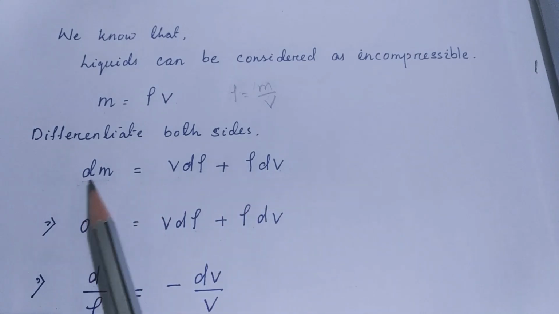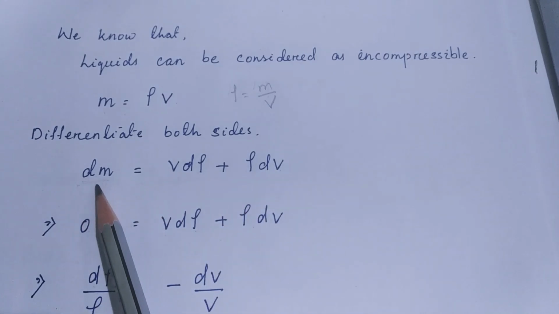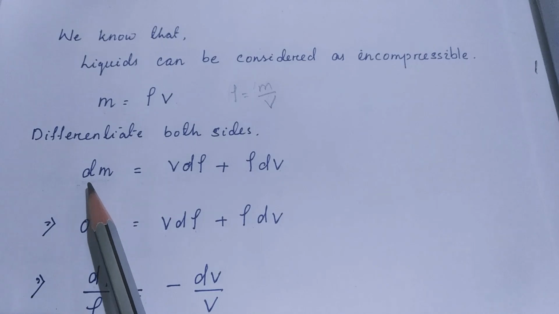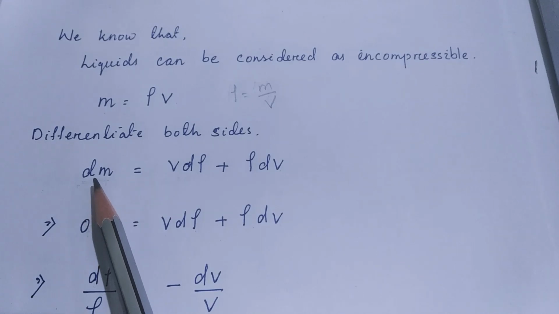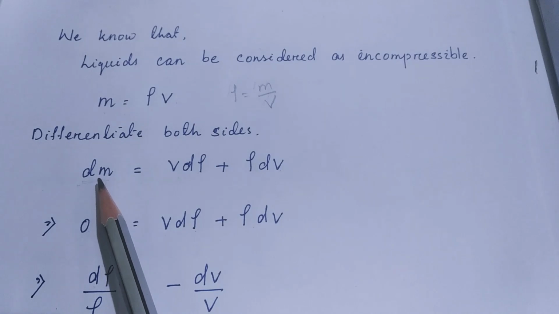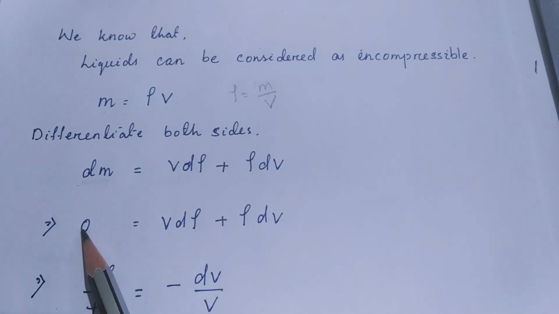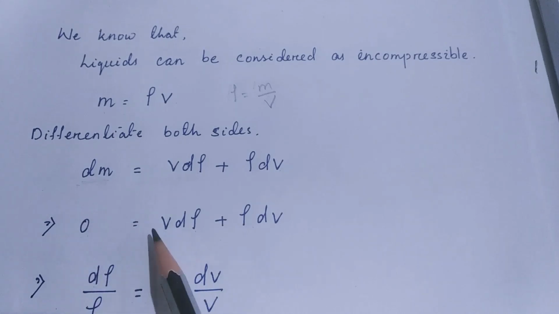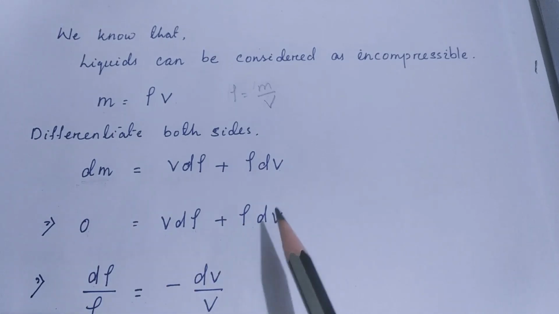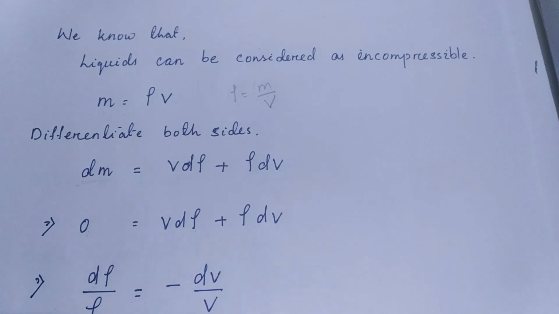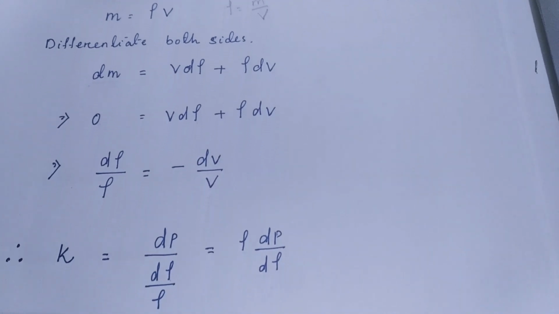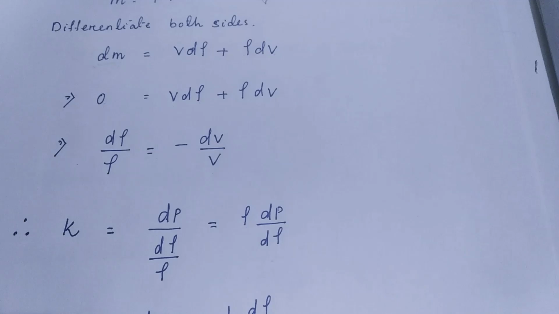Here dm means change in mass. We are discussing compression, which means the change in volume and change in pressure. But mass is constant. It means initial mass is equal to final mass, so the change in mass is equal to 0. So 0 equals v d rho plus rho dv. If we rearrange this expression, it becomes d rho by rho equals minus dv by v.